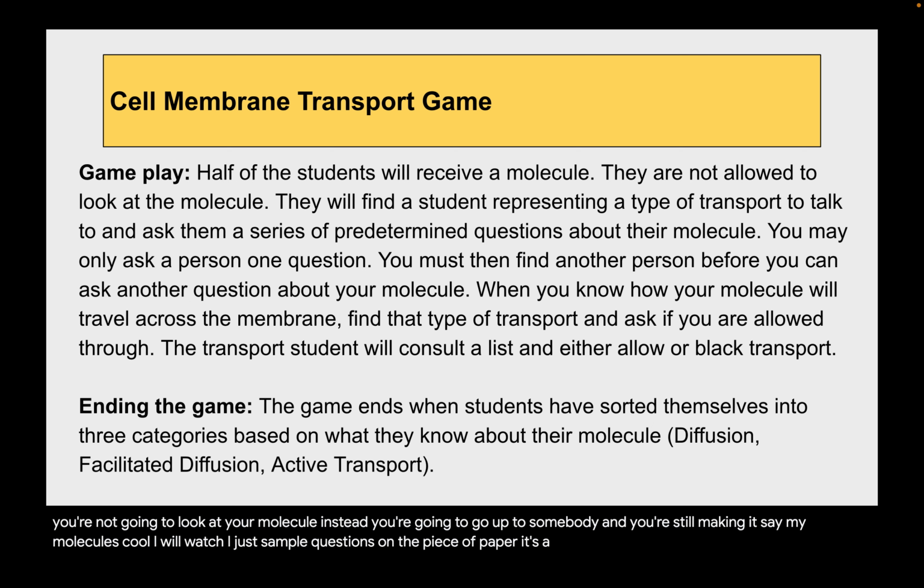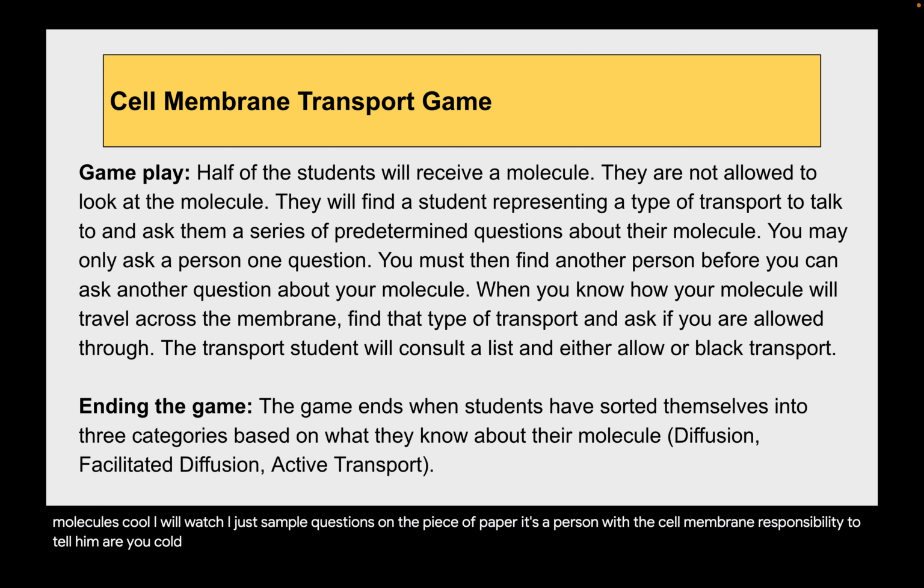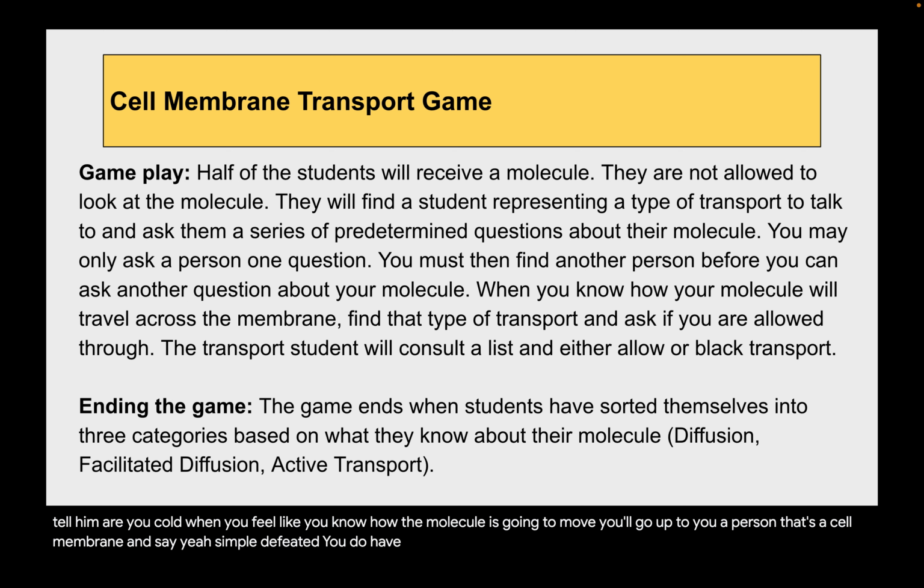It's the responsibility of the person who's a cell membrane to tell you, are you a large molecule? Are you polar? When you feel like you know how this molecule is going to move, you'll go up to a person that's a cell membrane and say, does this molecule move via simple diffusion? And if they say yes, you can come on through. If you're part of the membrane, you do have the answers on the back to help you know this.